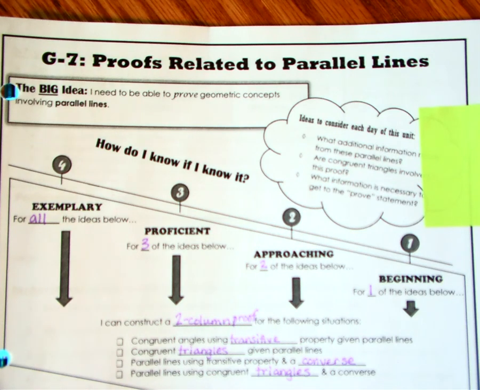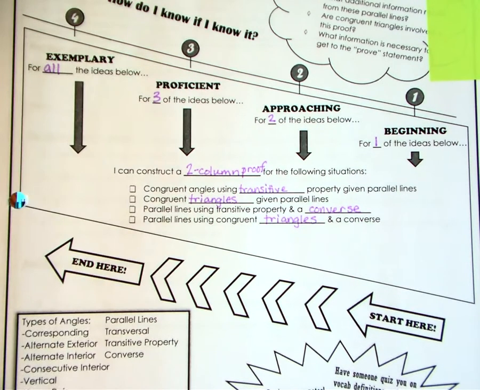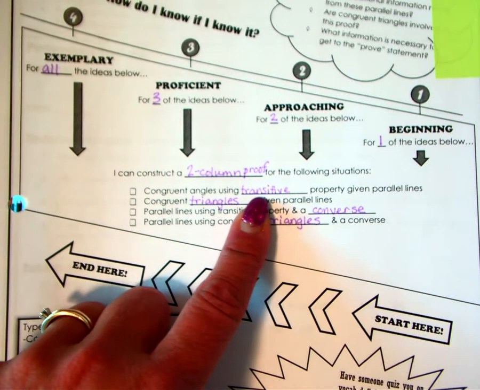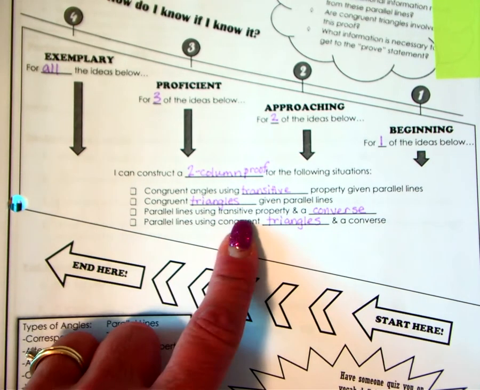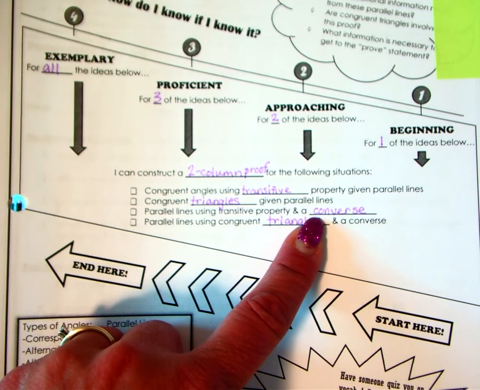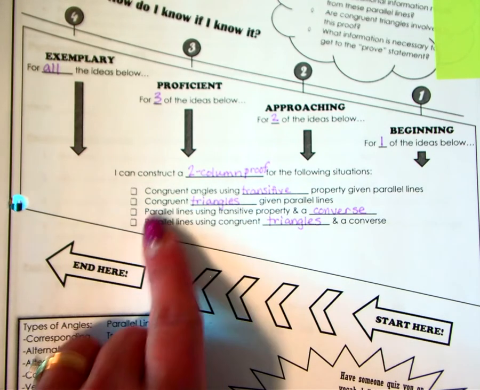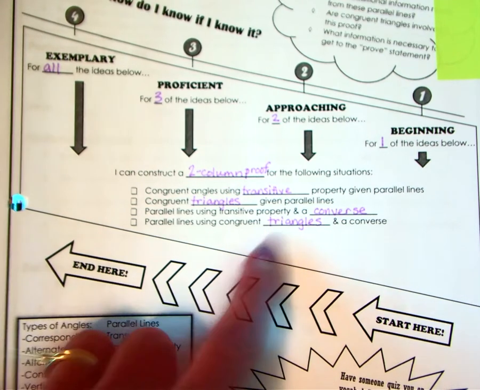Alright, geometry, our final in-class lesson on Standard 7, which are proofs related to parallel lines. So we have so far covered, out of the four kinds of two-column proofs, the congruent angles using transitive property given parallel lines, and the parallel lines using the transitive property and a converse. So today on in-class 31, we're going to look at being able to do two-column proofs for congruent triangles if you're given parallel lines, and parallel lines using congruent triangles and a converse.